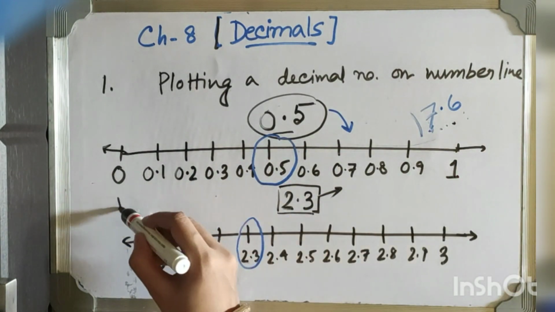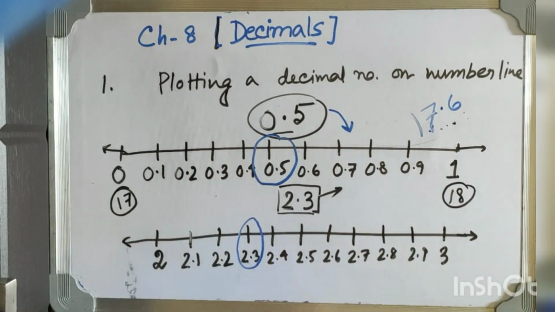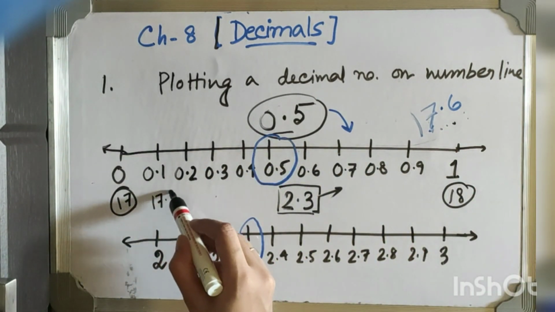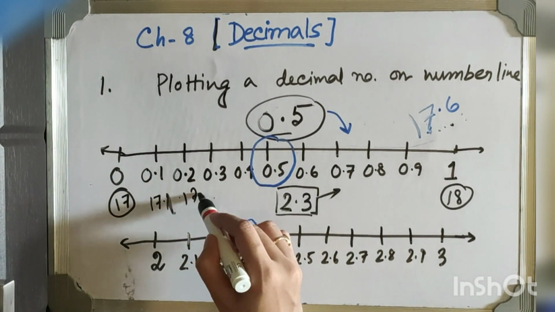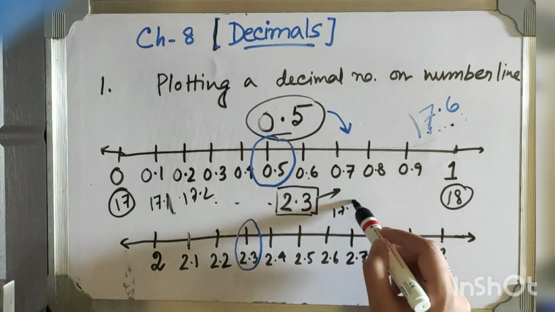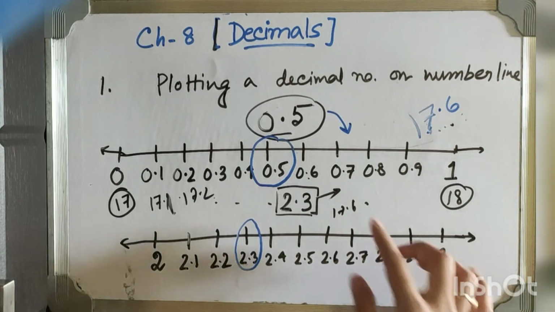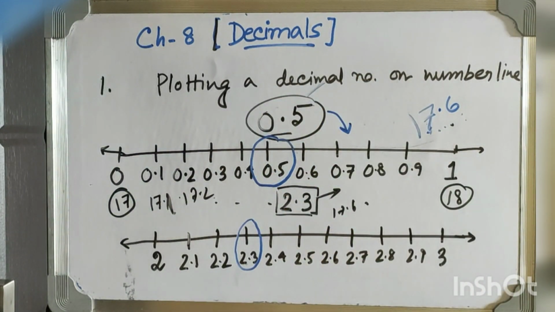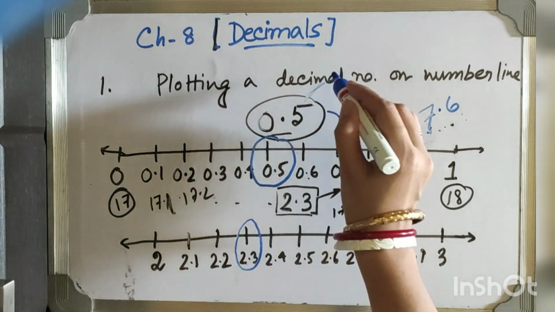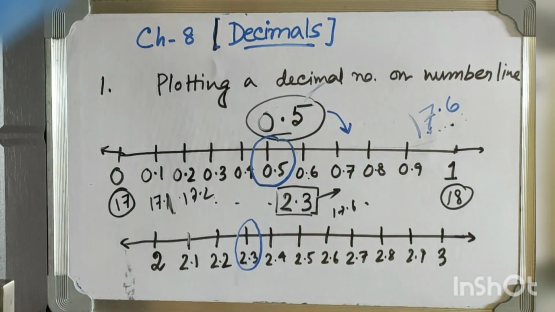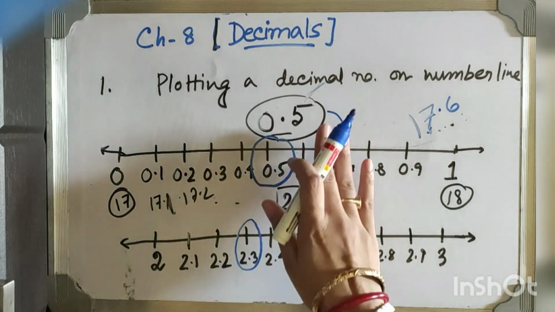Here if we take this number, then it will be 17 and it will be written as 18, and between these two numbers the line will be divided into 10 equal parts. So the first point will be 17.1, then will be 17.2. In this way it will be proceeded, and this point will be 17.6. Okay, so in this way we can plot any decimal number on the number line, which is having 10th place on it. Okay, so you can see that here we are getting the 10th place, isn't it? 0.5 means it is having 5 on its 10th place. So for 10th place we will divide the number in this way. Okay, and we can easily plot the number on the number line.